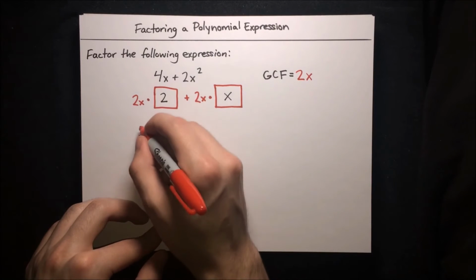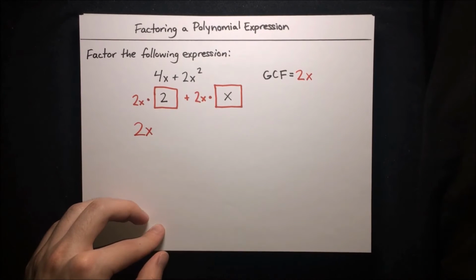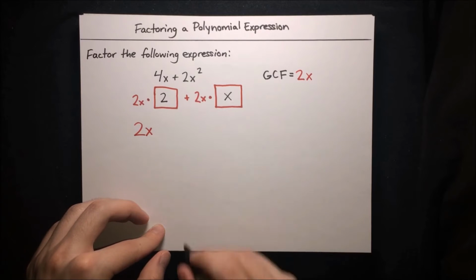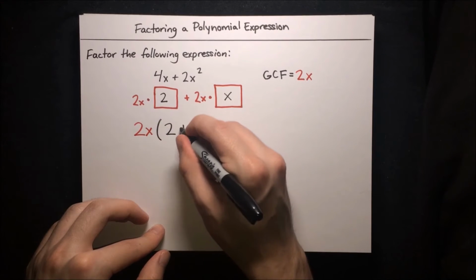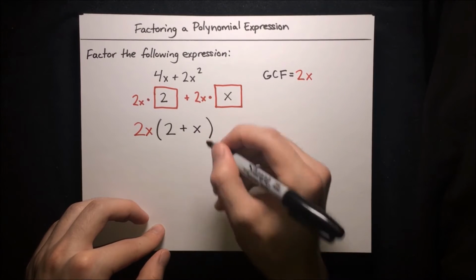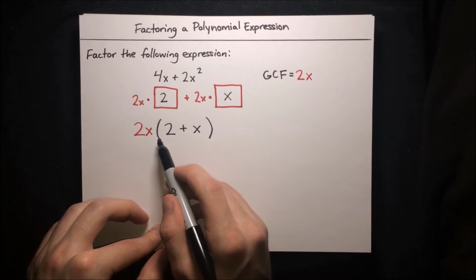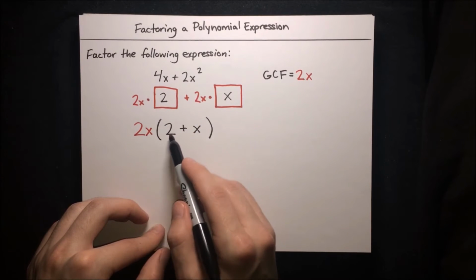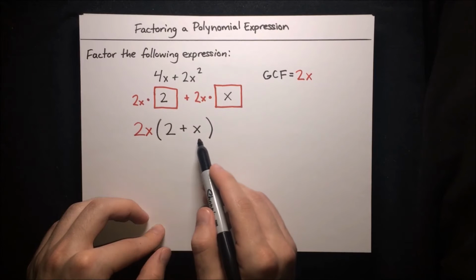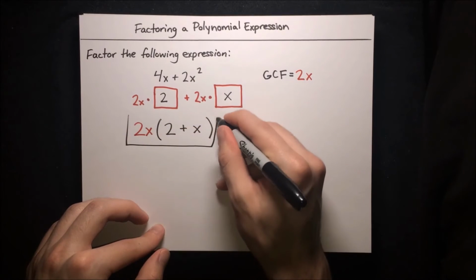So now we can go ahead and factor out that greatest common factor, 2x. It's multiplying each of these terms. So we can undistribute and keep the leftovers in parentheses. The leftovers are just 2 plus x. So there's the factored form of the expression, and you can double check that it's equal to the original expression. If we distribute, 2x times 2 makes 4x, and 2x times x makes 2x squared. So there we go. We're done.